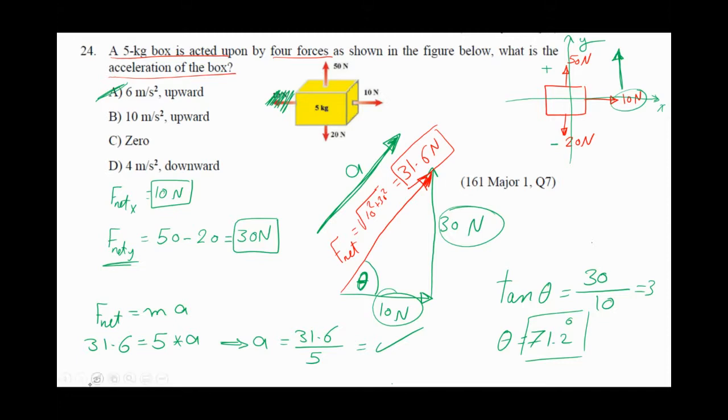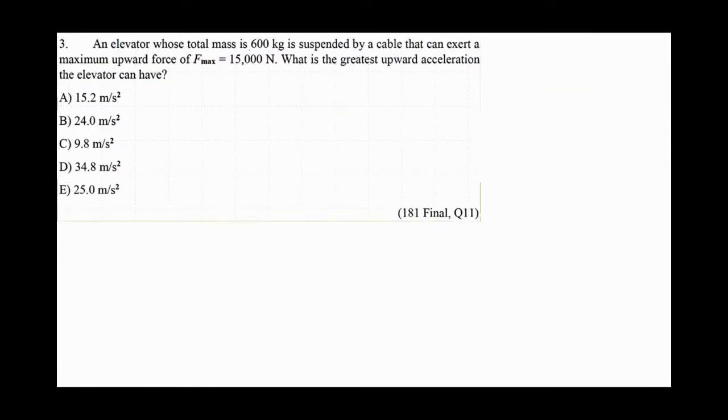So let's move to the next one. An elevator whose total mass is 600 kilogram is suspended by a cable. Elevator means elevator in Arabic. So here we have an elevator.